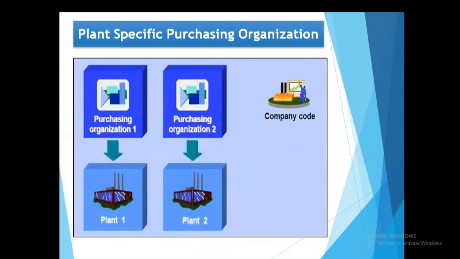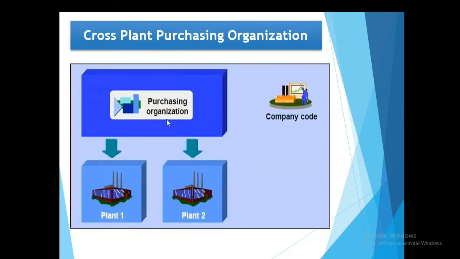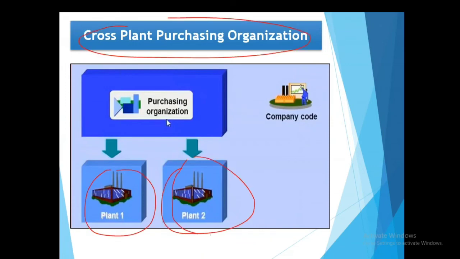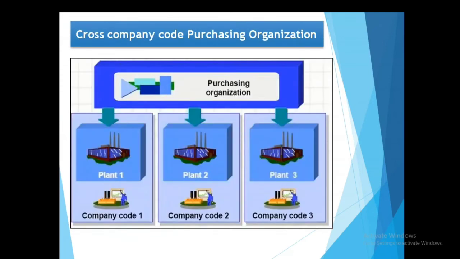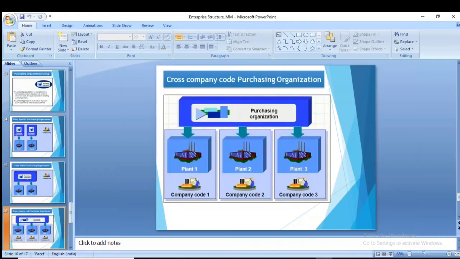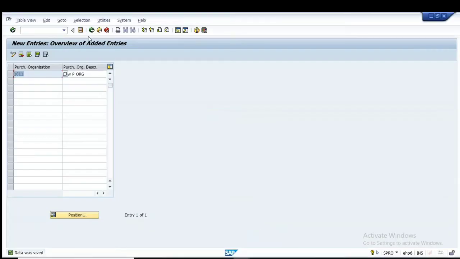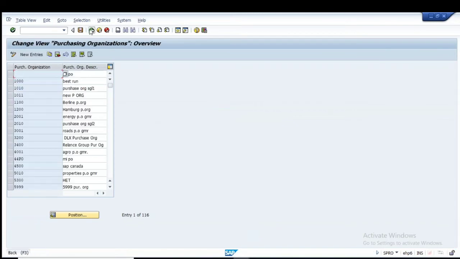Now there will be another scenario, cross plant purchasing organization. That means you have two plants, but for the two plants there is a common purchasing organization. That you will define at company code level. I'll show you where all this assignment is done. So let's go to the system, where you will do this assignment.